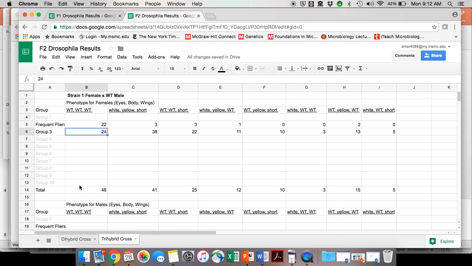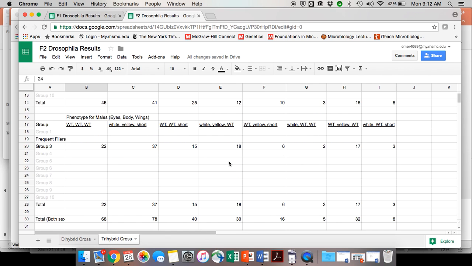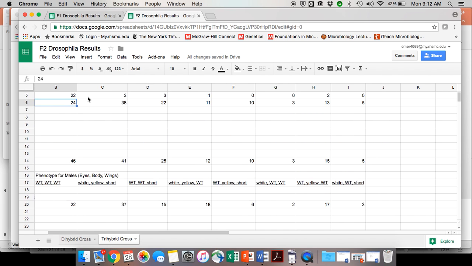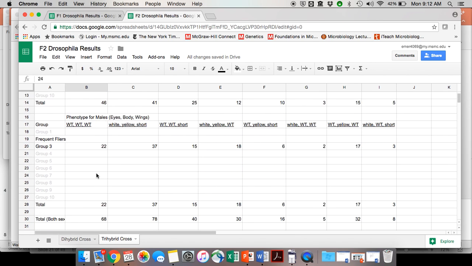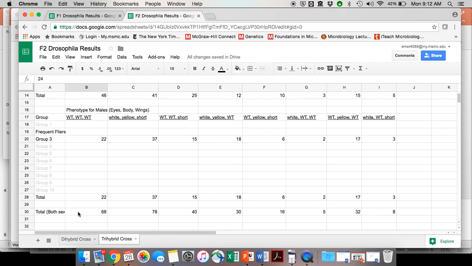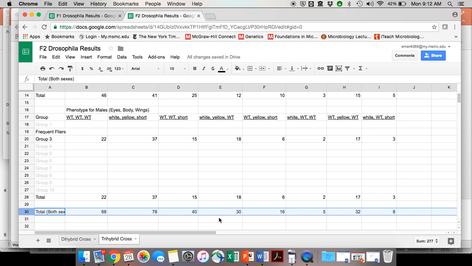And it's going to add up the numbers down here for each class for females, for each class for males, total for males and females. And like I said, you may not need to use all these totals. So you may only need to use this row right here, depending upon what you think your cross is.